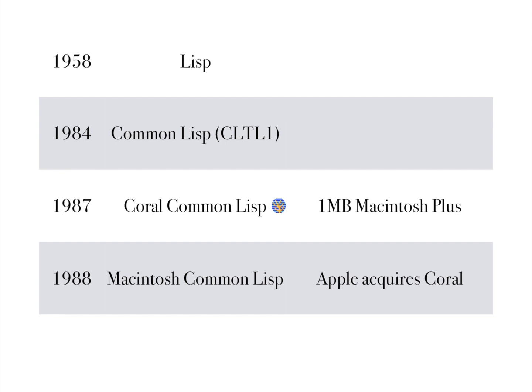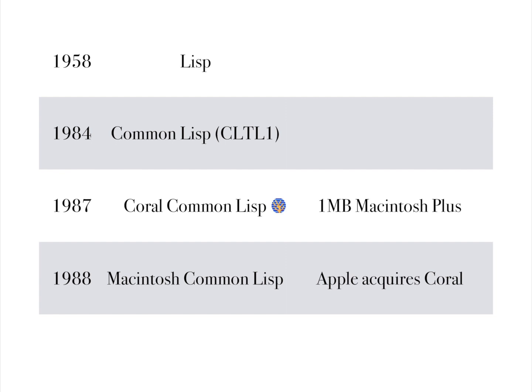Lisp spawned many descendants. One particularly prominent descendant, of course, is Common Lisp, which first was specified by Steele's book in 1984. And around that same time, an intrepid band of hackers formed a little company called Coral Software. And Coral Common Lisp was their product that they managed to put together, and it came out in 1987. And if you can possibly believe it, they had a Common Lisp.